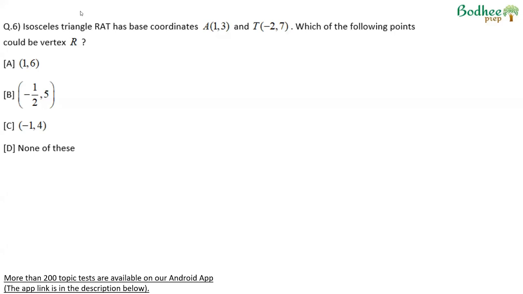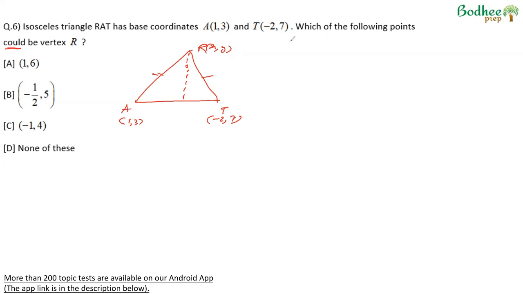Isosceles triangle RAT has base coordinates A and T. Which of the following could be the vertex? So it is an isosceles triangle. A and T are mentioned. We have to find R. A is 1, 3. T is minus 2, 7. Let R have coordinates x, y. The lengths of these two sides are equal. As you can see, there can be multiple points on this line which can take the value of R, and therefore it says could be the vertex. So we'll form an equation and then check from the options.